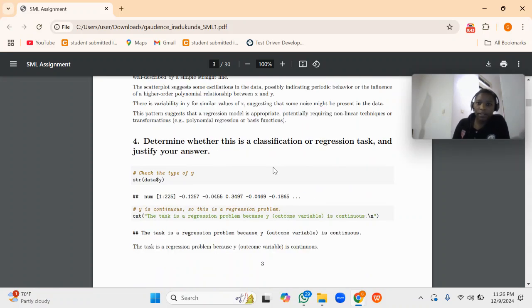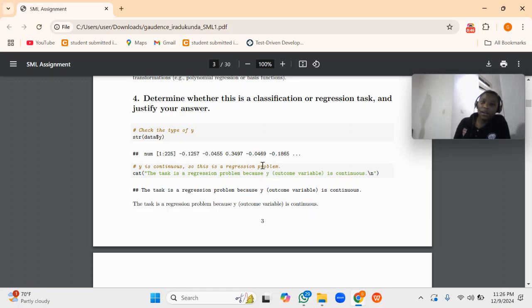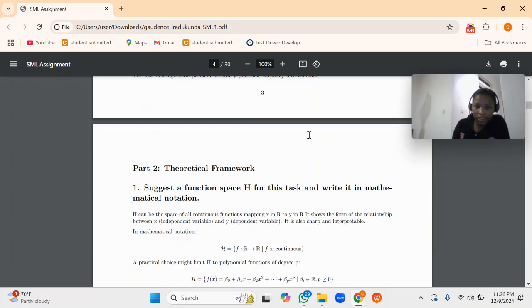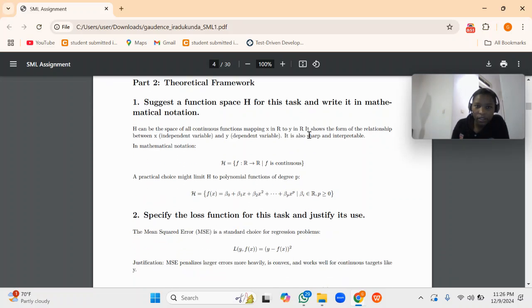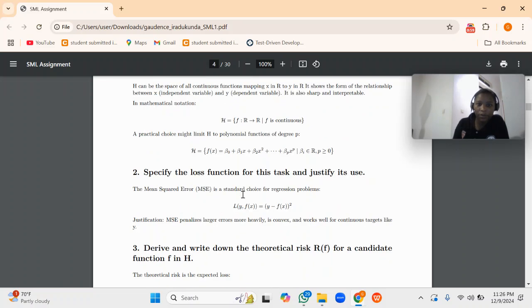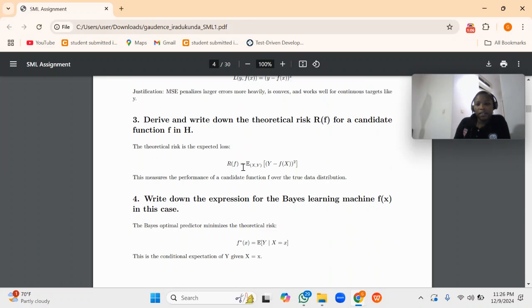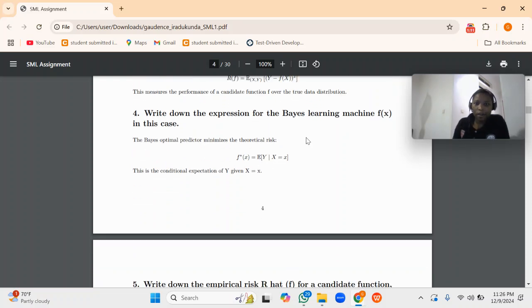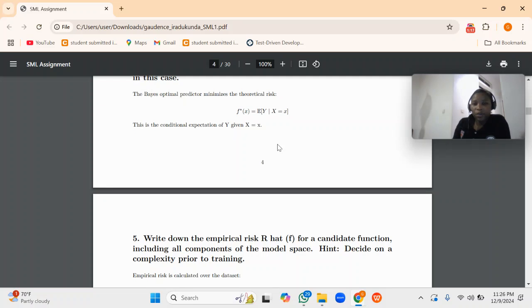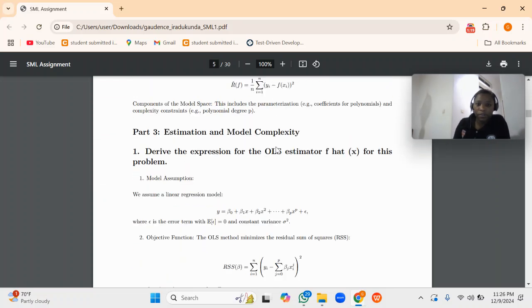Since our dependent variable is continuous, this task is a regression task. Our function space is just a linear combination of our beta times our independent variables. Our loss function is the mean square error, and the theoretical risk is the expected value of the loss function. So our Bayes learning machine is the expected value of the dependent variable given the independent variables.